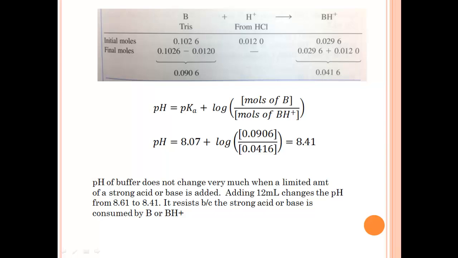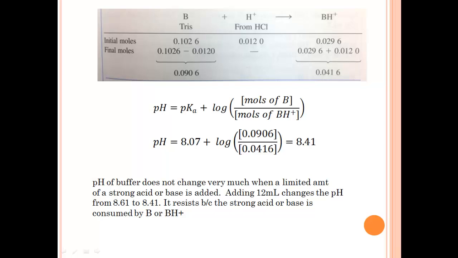Well, what you started out with, your weak base, the 0.1026, that's not going to be there anymore because you've added 0.012 moles of HCl. So it's going to react completely. So you have to subtract what you added from the strong acid there. So it would be 0.1026 minus 0.012. What you're left with is 0.0906.